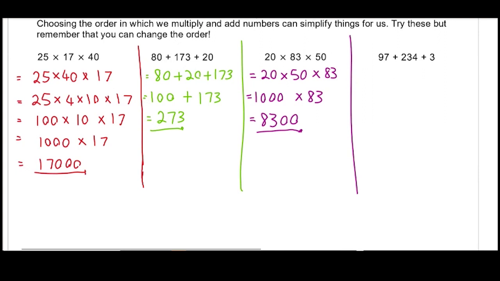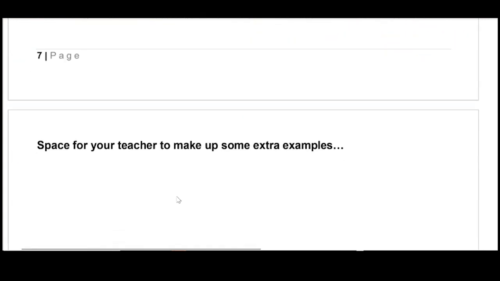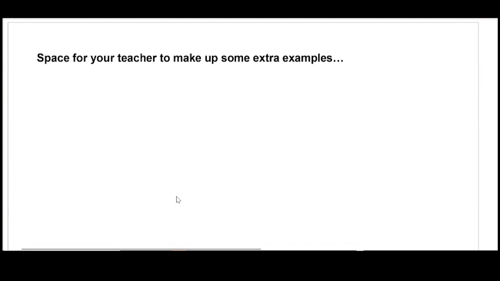Okay, this last one involves some addition. Let's rather add the 97 and the 3 first, and then add the 234. Right. And we get 100 plus 234. Final answer, 334. Okay. Right, we're just working with numbers and getting more and more comfortable with them.